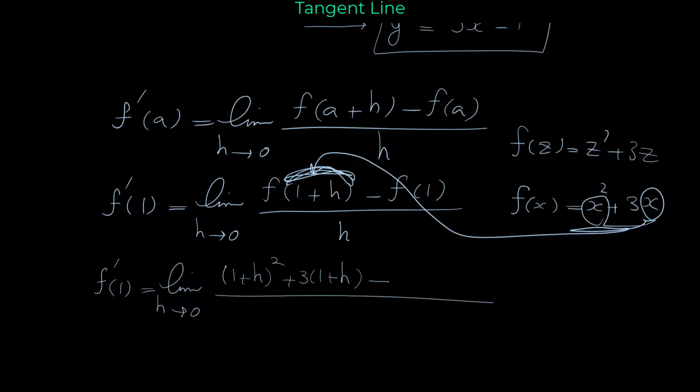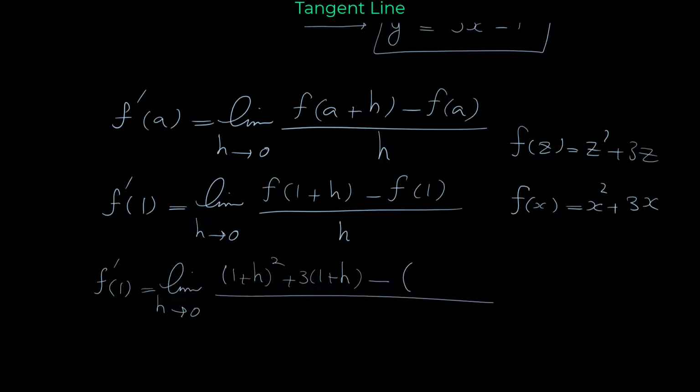This is f of 1 plus h. Now we have to find f of 1. How can we find f of 1? Simply replace every x in this equation with 1. So f of 1 would be, let me put a bracket here because minus is for f of 1, so minus f of 1. What is f of 1 again? 1 to the 2 plus 3 times 1, all over h.